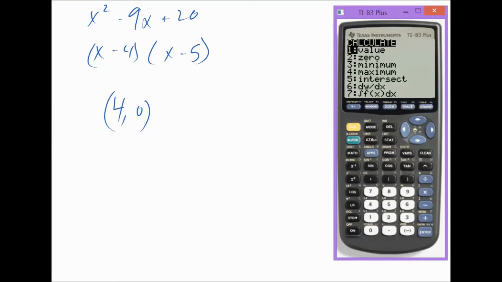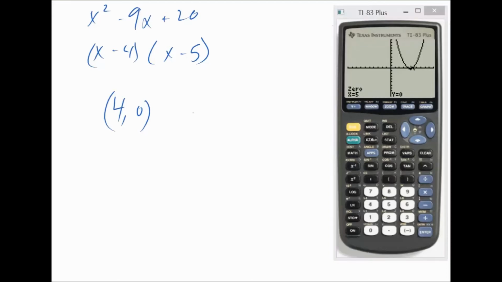Let's find the second zero. Second calculate zero. Left bound, we want it somewhere down here. It's really hard. We should probably zoom in for this, but I'm not going to. And the second one is 5.